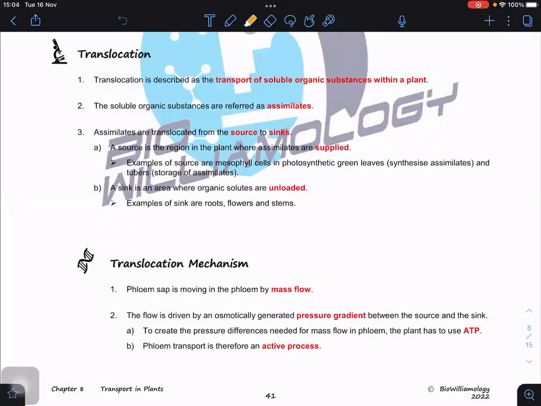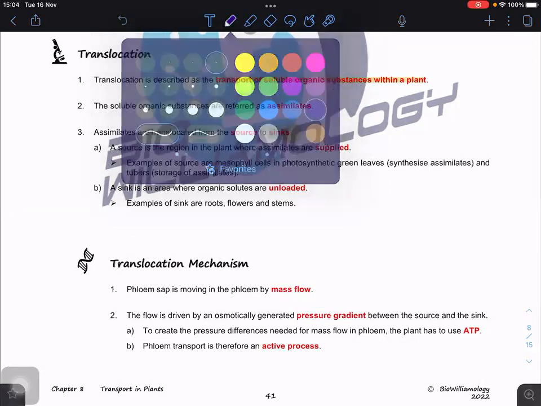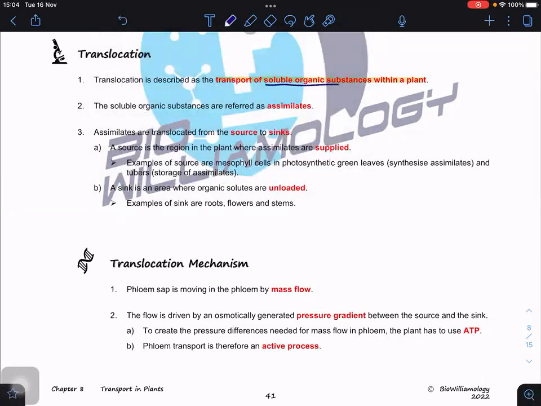Okay, so now for today's lessons, we're going to look at translocation. This translocation takes place in the phloem and is described as the transport of soluble organic substances within a plant. What we want to learn here is that the soluble organic substances must be water soluble, not lipid soluble. It must be water soluble.